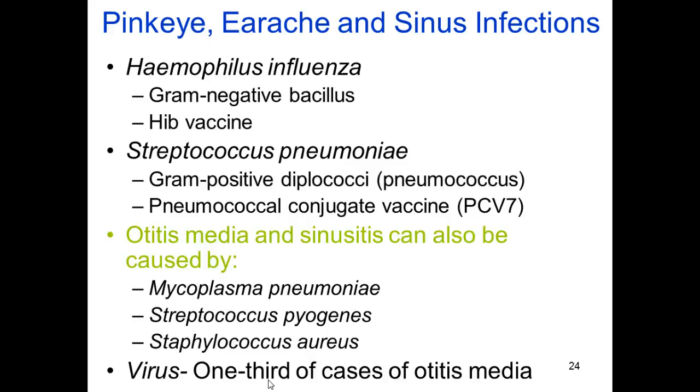Whereas with Streptococcus pneumoniae, this is a gram-positive diplococci, sometimes commonly just referred to as pneumococcus. So it has many names by which it's referred to. The pneumococcal conjugated vaccine is against 7 different strains of Streptococcus pneumoniae, right? That's the 7 in that. So there are variations within species, and definitely a lot of variation when it comes to this particular organism.